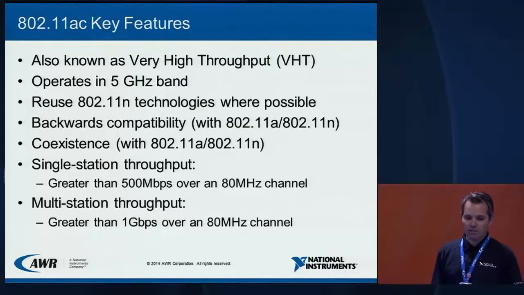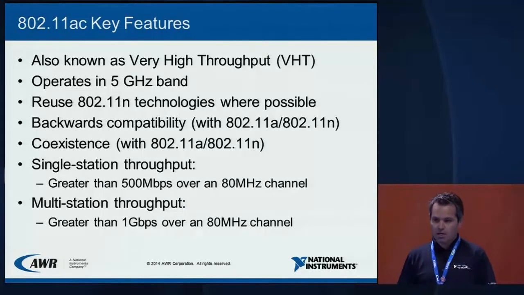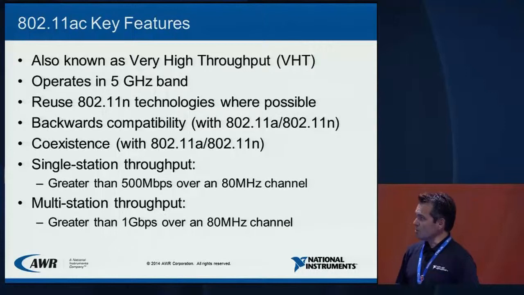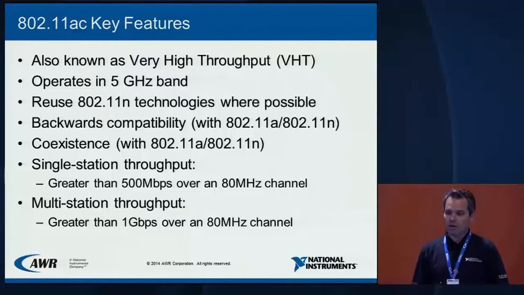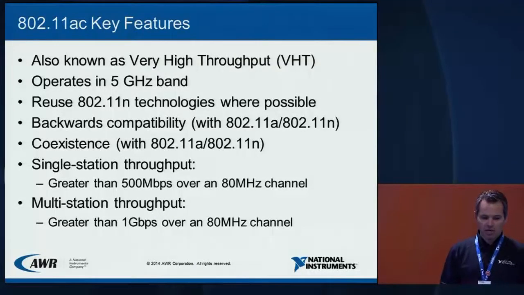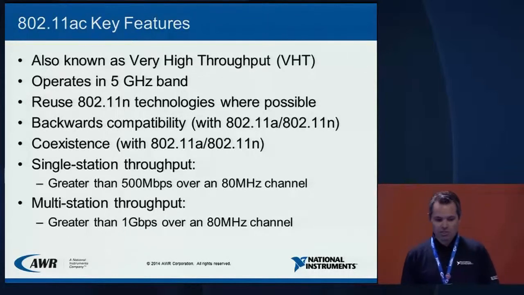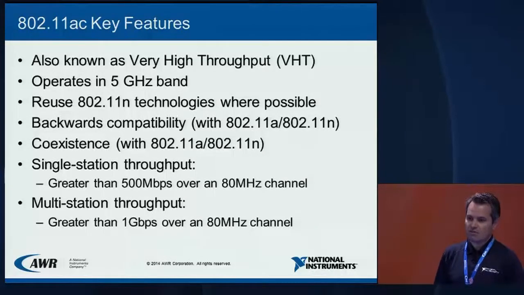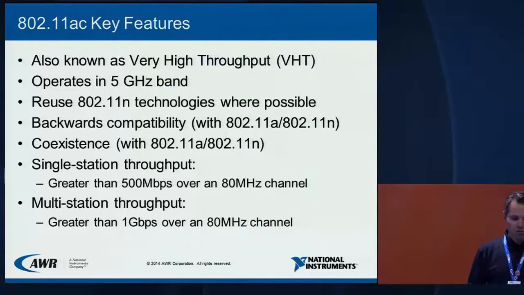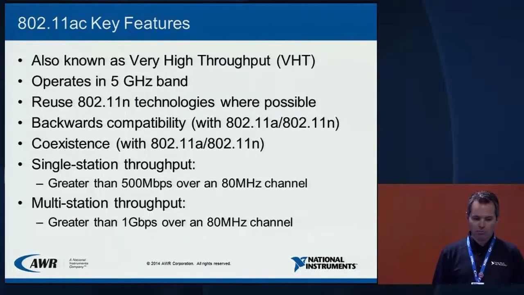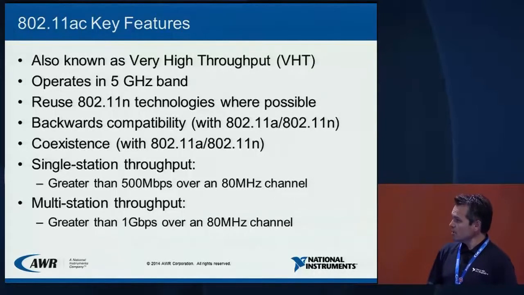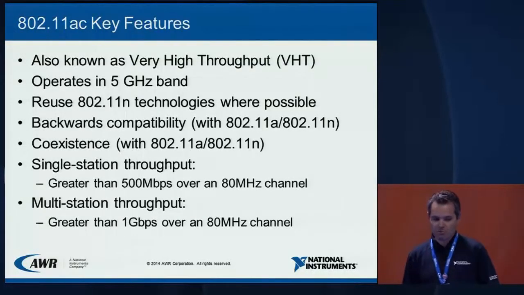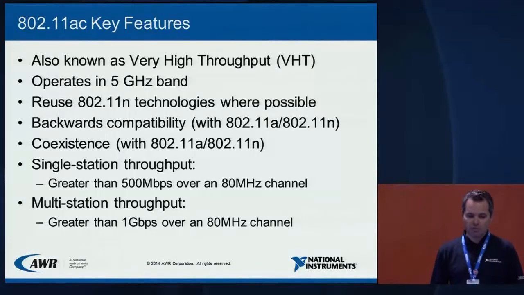It does operate strictly in the 5 gigahertz band, and it tries to reuse as much of the 802.11n technologies as possible in order to be backwards compatible with the previous standards. It also coexists with the 802.11a and n in the 5 gigahertz band. Some of the modes that it provides are the single station throughput, which provides throughputs over 500 megabit per second over an 80 megahertz channel, and also the multi-station throughput, which provides throughputs of 1 gigabit per second over an 80 megahertz channel.